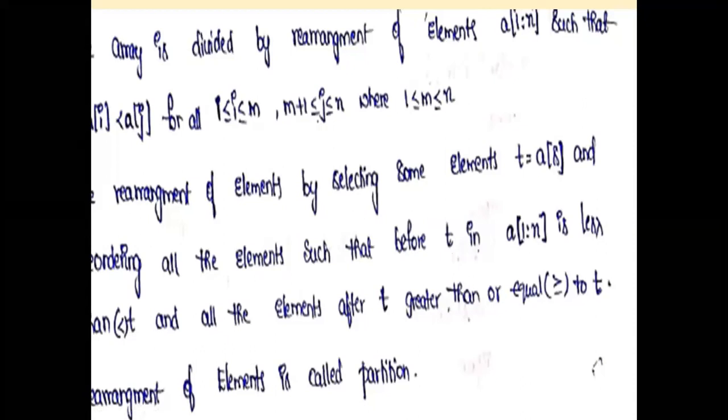Temporarily you consider one element, t equal to a of s. By rearrangement of elements, all the elements in the first subarray are always less than all the elements in the second subarray. This rearrangement is done by an algorithm called the partition algorithm. Partition means the array is divided into two partitions.